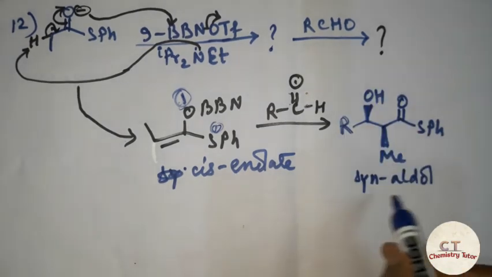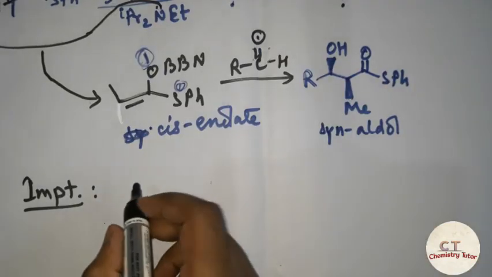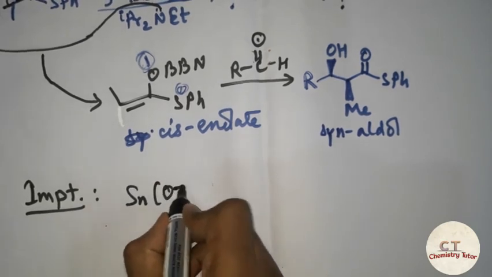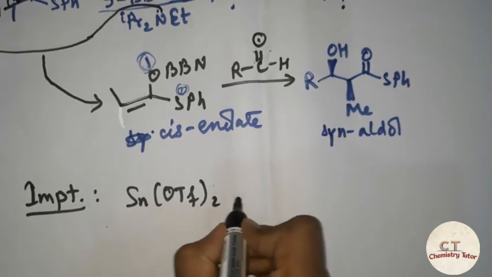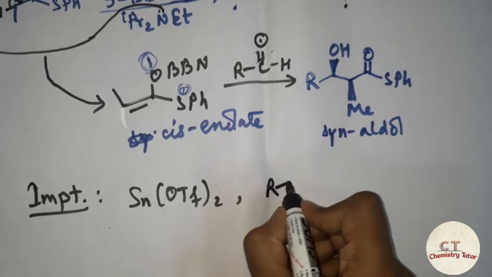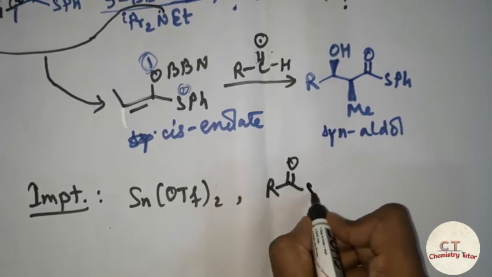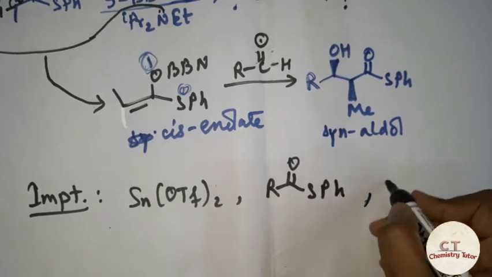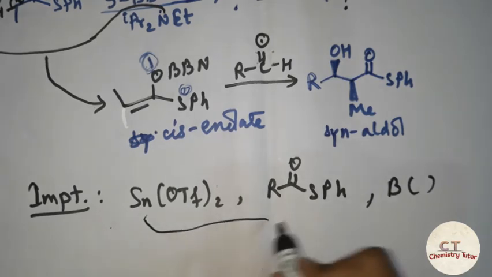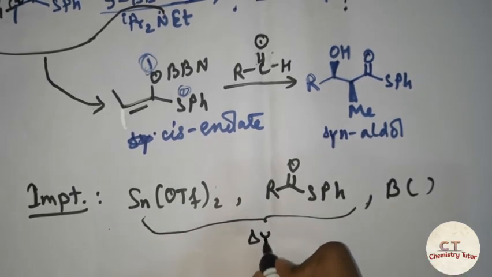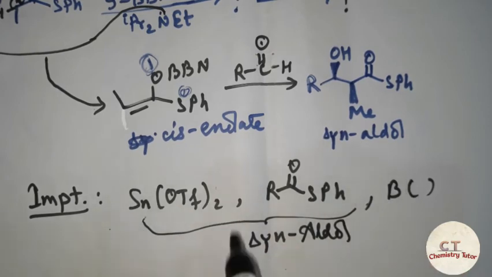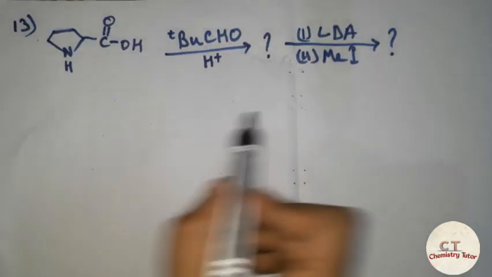Thus we are getting a syn aldol. An important thing is that whenever you get tin triflate, and in case of phenyl thioester, that is R, it may be any group, and boron reagents, in most of the cases, in these three, we are going to get syn aldol. In most of the examples, you are going to get a syn aldol if these reagents are used. Let's move on to a different question.